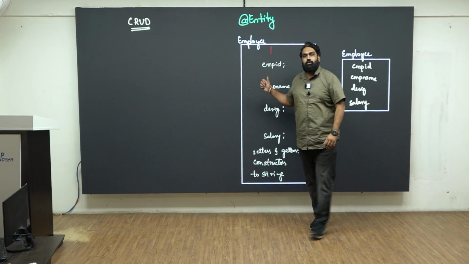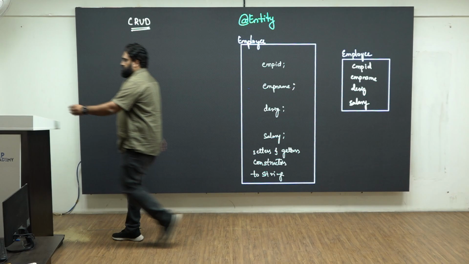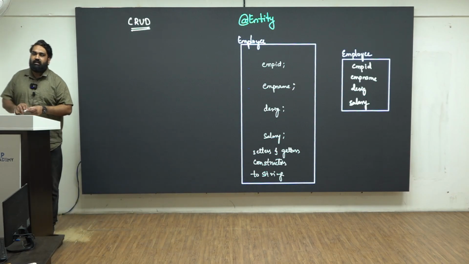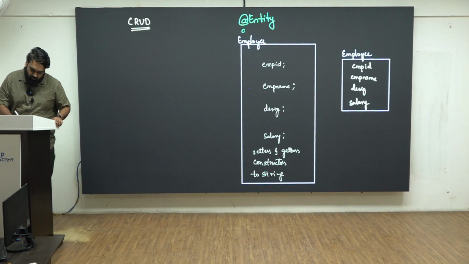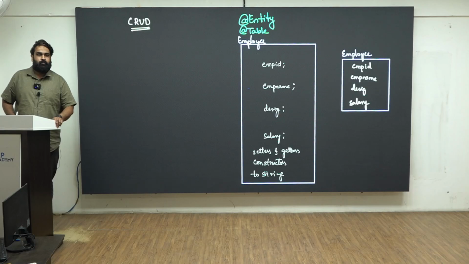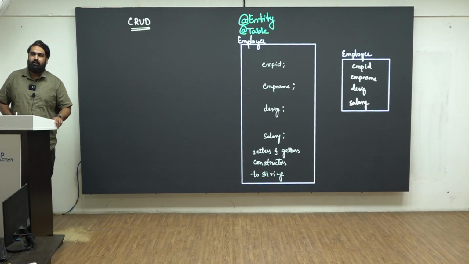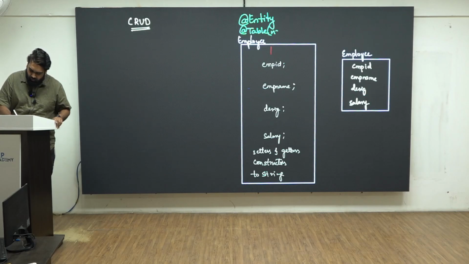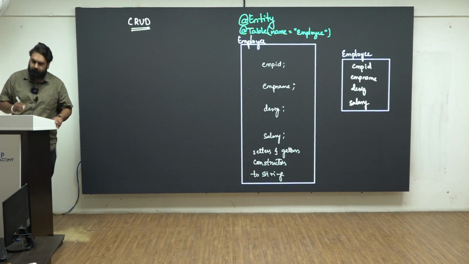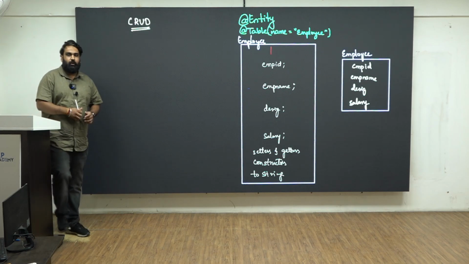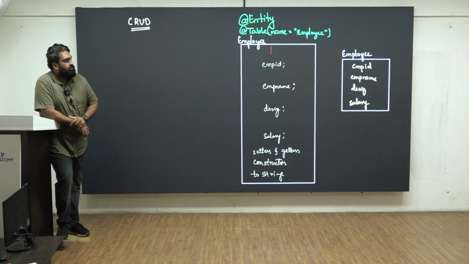That information also I should write in my program. I will say, boss, entity class is mapped to a table. What is the name of the table? The name of the table is employee. I hope you are able to understand this.